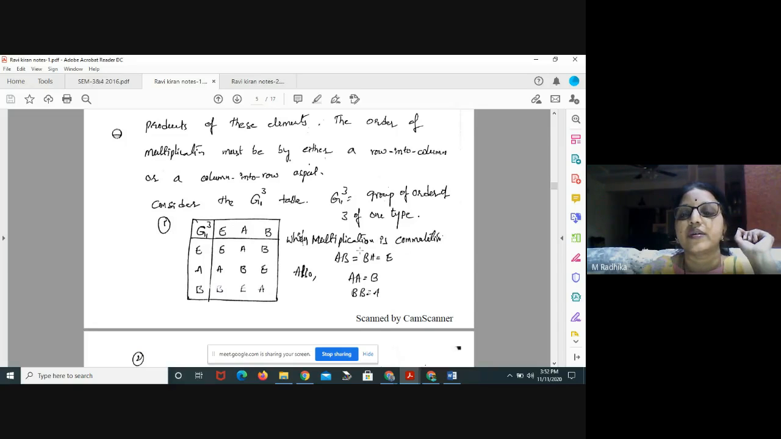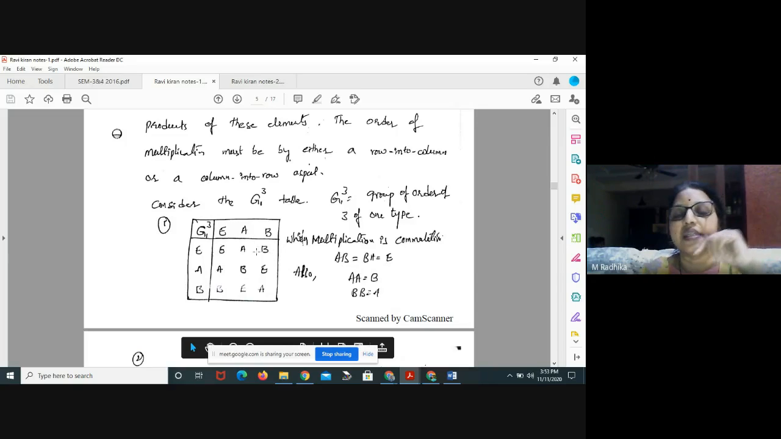So the way to fill this is, what is the rule I have taken? I have taken that A into B or B into A should be equal to E. A into A should be equal to B. B into B should be equal to A. This is the rule I have taken to fill this up. Other than this, if I do anything, it is going to repeat.